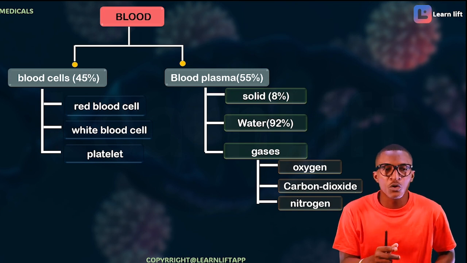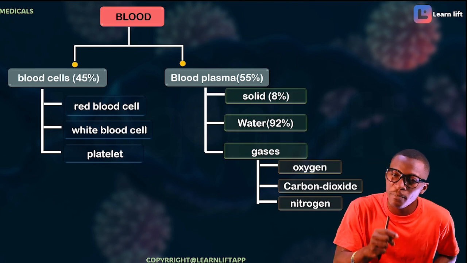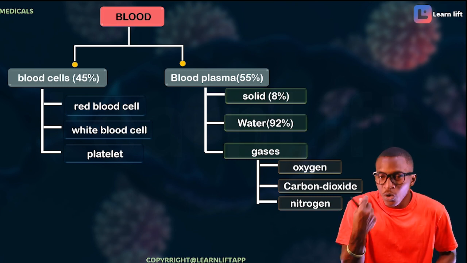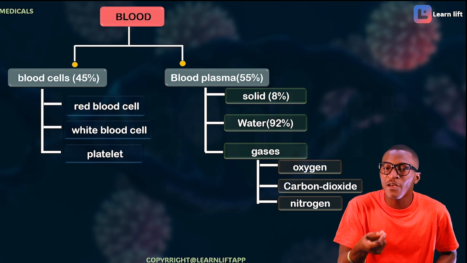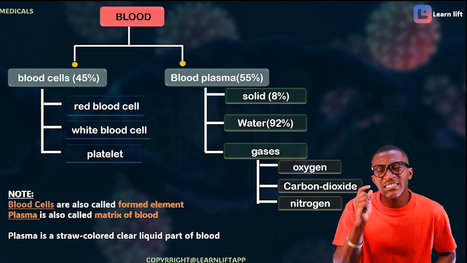Now, first of all, we said blood consists of the blood cells and the blood plasma. Under the blood cells: red blood cell, white blood cell, platelet. Under your plasma: solid, liquid, and gas. We have explained your water there is just your water. Your gas, you have listed the gases. Let's now talk about the solid. Now, let's explain.